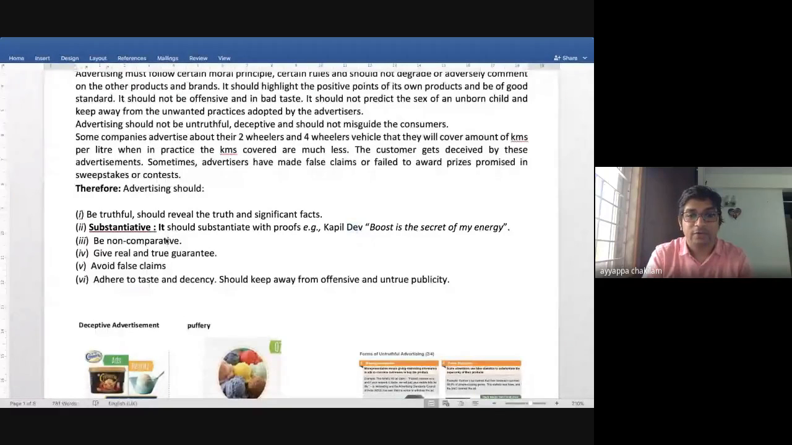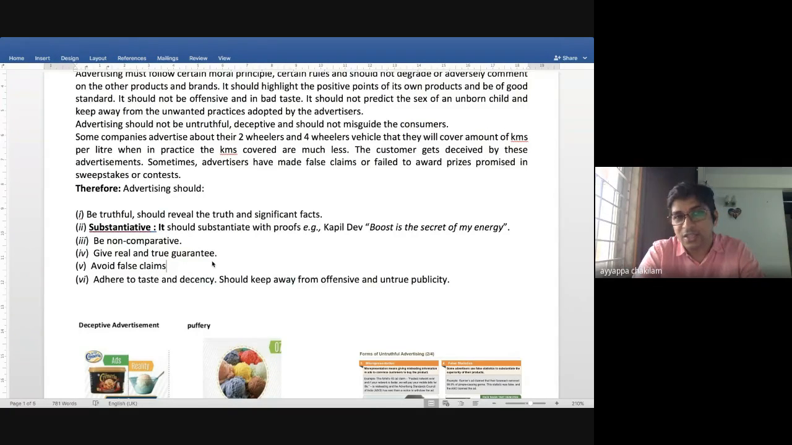Rule number 5: be non-comparative. You should not compare your products with the competitor's product. That is called ethical advertising. Give a real and true guarantee. It should not make high claims about the product. When you talk about an oil, Saffola says that it does not have much fat or cholesterol. So there should be a guarantee that consuming that oil, Saffola, really does not have much fat or cholesterol.